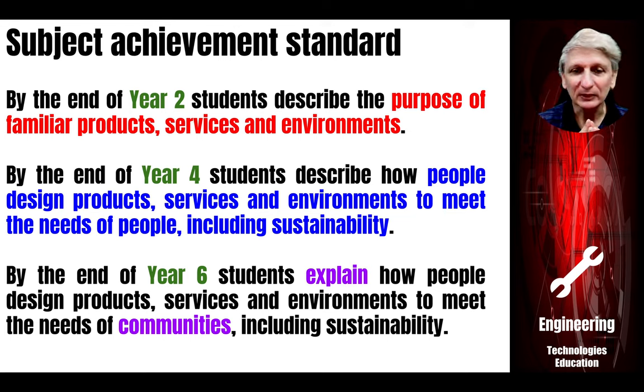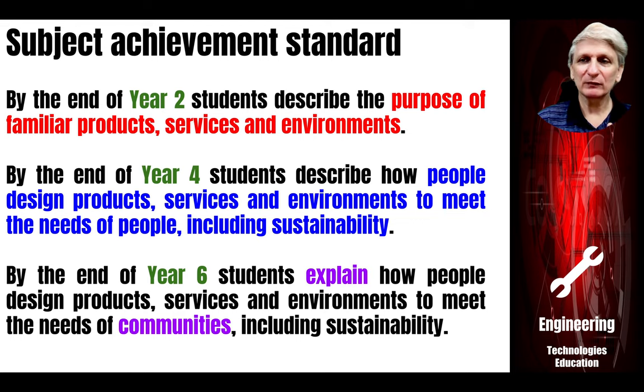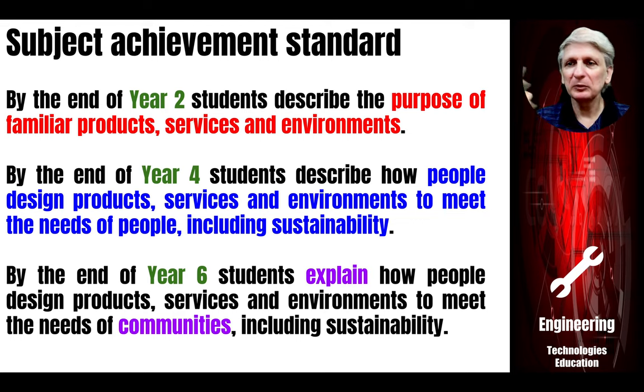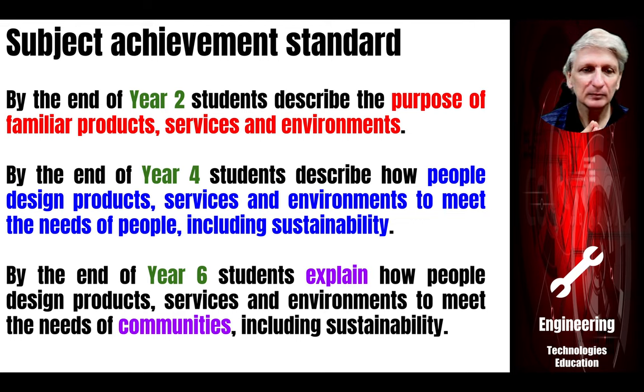Then by the end of year six, students need to be able to, in addition, explain these processes and also talk about the needs of communities. So not just of individuals, but of groups. So how the school community might benefit from a better system of selling food at the school fete. So they could develop a whole process of selling various foods and making money for the community. So that's the three levels of subject achievement around that aspect.